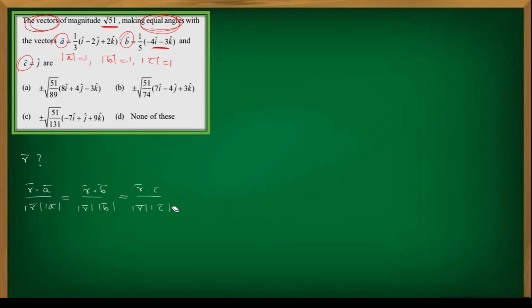But here mod C bar is 1, you can remove. Mod B bar is 1, you can remove. And mod A bar is also 1, you can remove. And after that you can remove mod R bar also, you can cancel that, whose length is not 0, clearly mentioned in the problem that length is root 51. So length is not 0, you can cancel that. So at the end, after this discussion, we got R bar dot A bar is equal to R bar dot B bar is equal to R bar dot C bar.